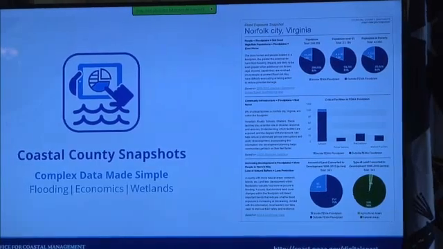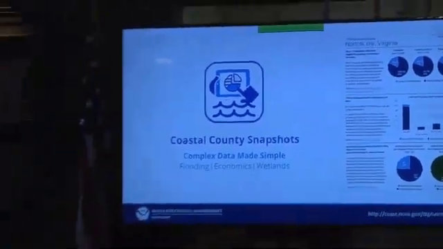I'd also like to talk about the Coastal County Snapshots product that we developed. This is one of my favorite products that we have that I think really demonstrates the power of the Digital Coast Partnership. This is a product that was developed with close consultation with our partner at the National Association of Counties.